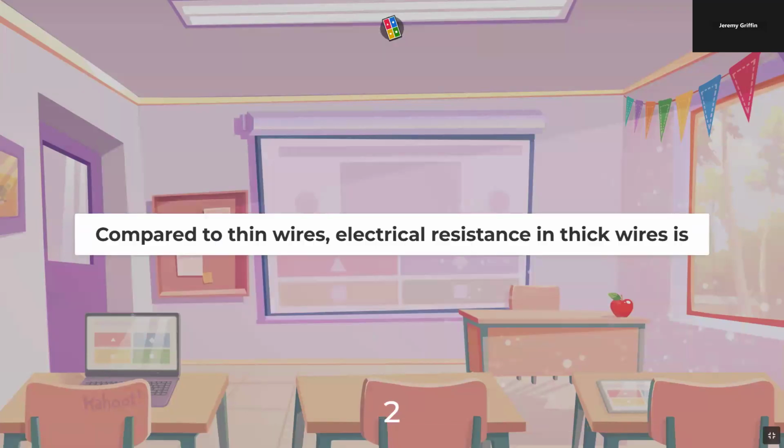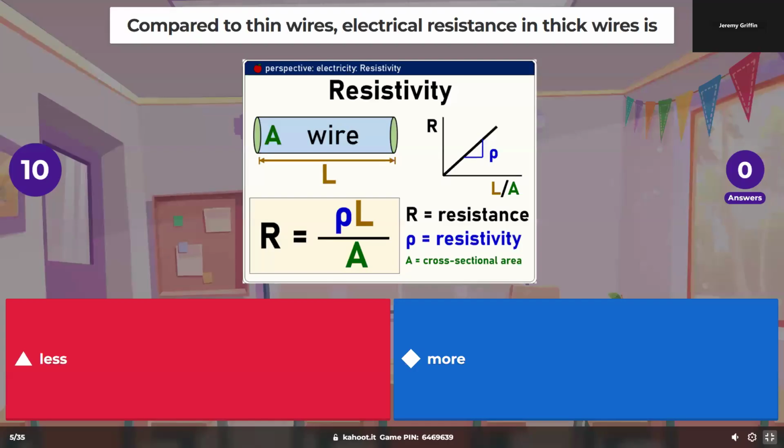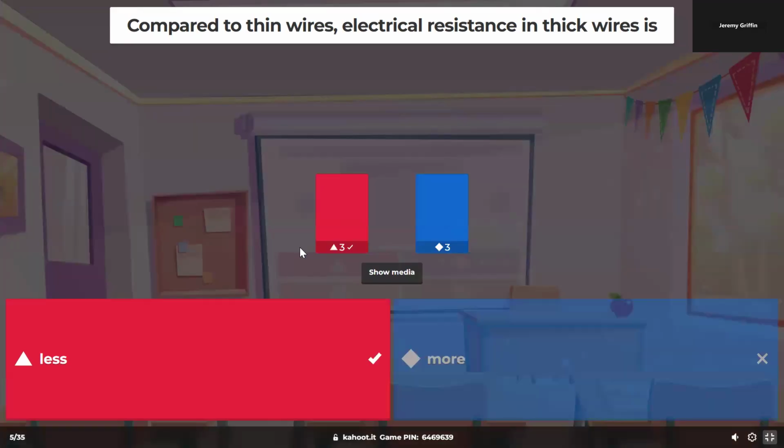Compared to thin wires, the electrical resistance in thick wires, it's the same formula. If you increase the cross-sectional area, what happens to the resistance? Yeah, it'd be less, right? If you make that cross-sectional area big, the resistance gets small. It's easier to push electricity through a thick wire than a thin wire, which is what that says too.